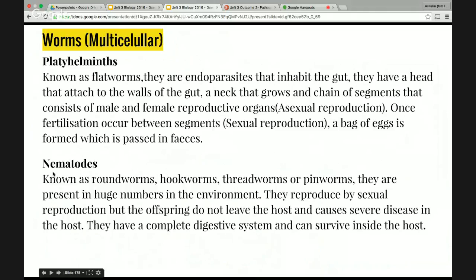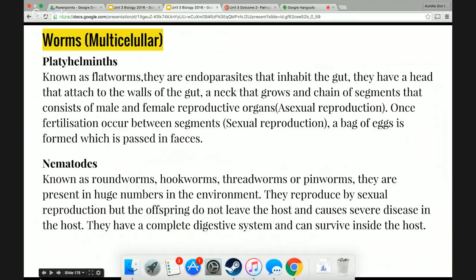Then we have the nematodes. Nematodes are known as roundworms, hookworms, threadworms, or pinworms. They are present in huge numbers in the environment. They reproduce by sexual reproduction, but the offspring do not leave the host and cause severe disease in the host. So this is different to platyhelminths, where the eggs leave the host and they don't really cause that much issue. But here, the offspring do not actually leave the host and they cause severe disease in the host. They even have a complete digestive system and they can survive inside the host.